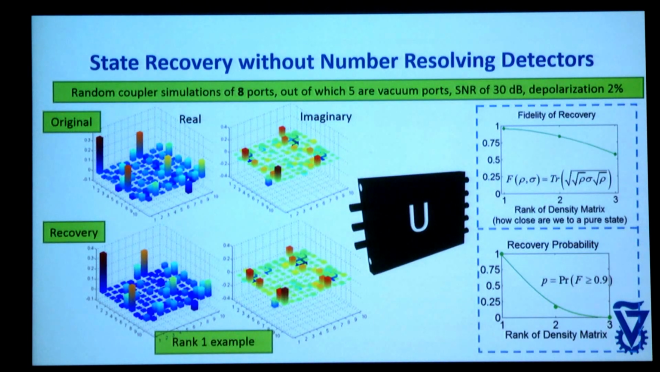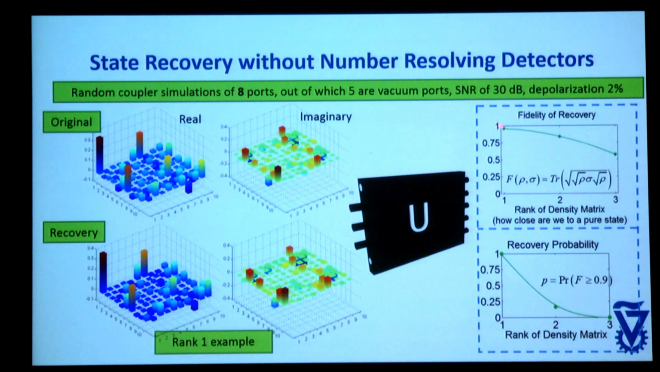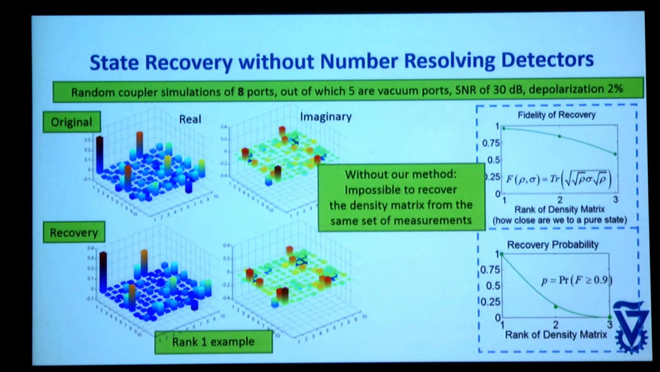Once again, you can see an example and some performance. This is the original density matrix, real and imaginary part. This is the recovery. And also here, you can see that the fidelity is very high when the rank of the density matrix is low. Once again, this is expected. And the recovery probability also drops when you increase the rank. Once again, we couldn't have recovered the state, the density matrix, from the same set of measurements without our method.